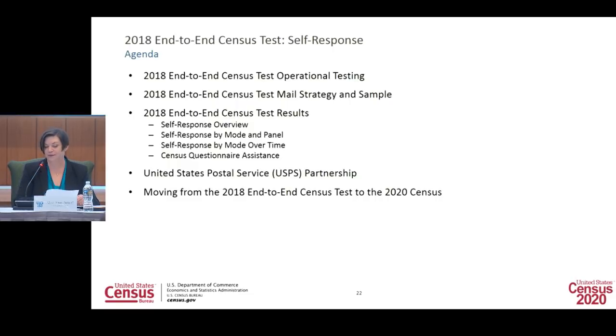And then we'll get to the exciting part, which is taking a look at some results from the 2018 end-to-end census test. You'll see an overview of self-response, the self-response by mode and panel, a graph of self-response by mode over time, and information about how the census questionnaire assistance operation performed. I'll also talk a little bit about the partnership activities we conducted with the United States Postal Service and what we're doing to build on the successes of the 2018 test and finalize preparations for the 2020 census.